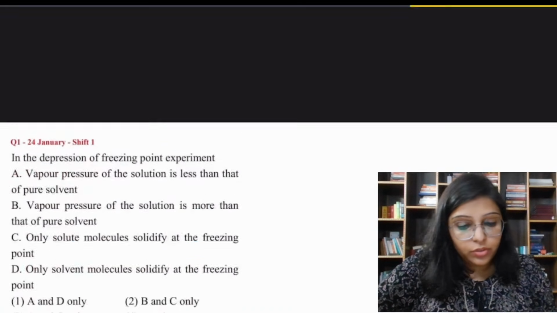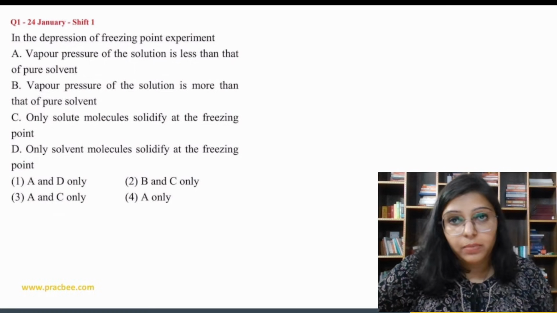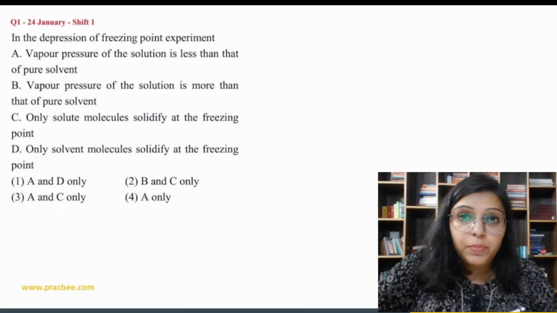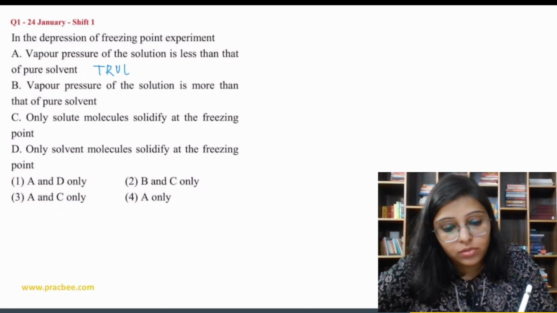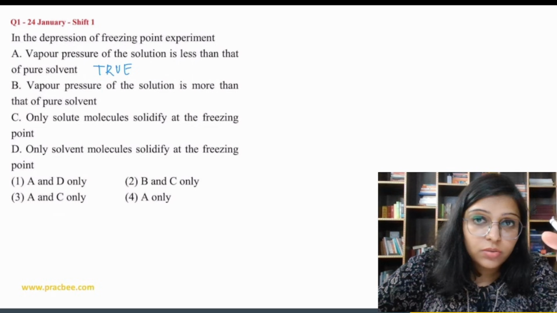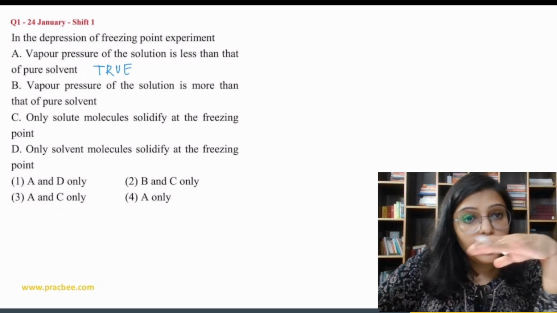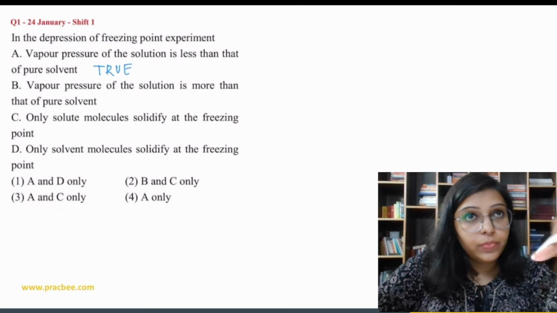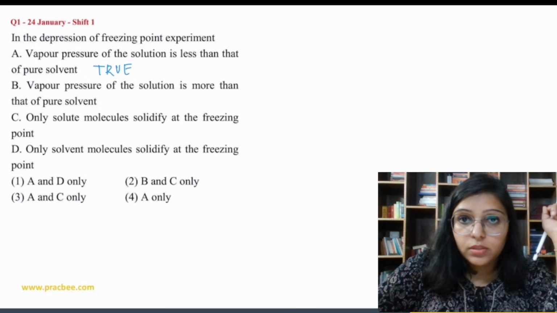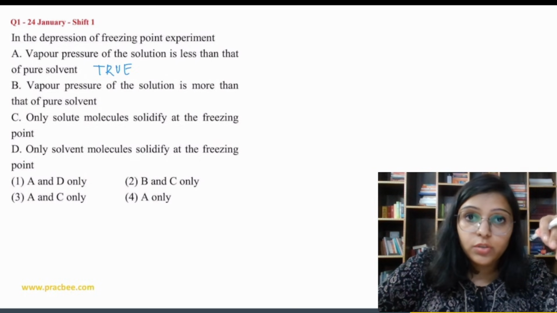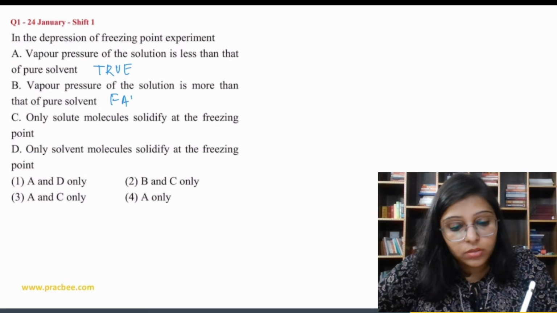So let's solve question 1. Question 1 says, in the depression of freezing point experiment, vapor pressure of the solution is less than that of pure solvent. This is true, right? When you add non-volatile solute, vapor pressure of the solution decreases, because now non-volatile solute molecules are also present in the solvent. So vapor pressure decreases. That's true. Vapor pressure of the solution is more than that of pure solvent contradicts the first statement, so this is false.